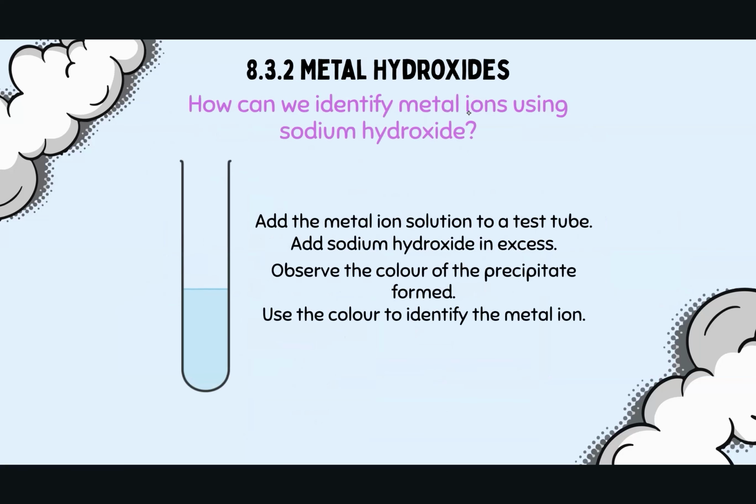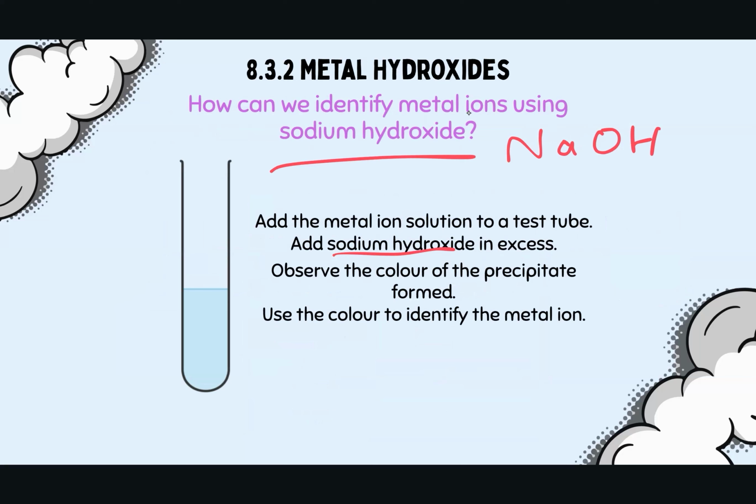Okay, so how can we identify metal ions using sodium hydroxide? If you add a metal ion solution to a test tube, add sodium hydroxide, NaOH, and observe the color of the precipitate formed. Because what you're making now is a salt.